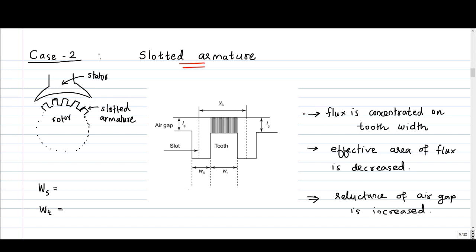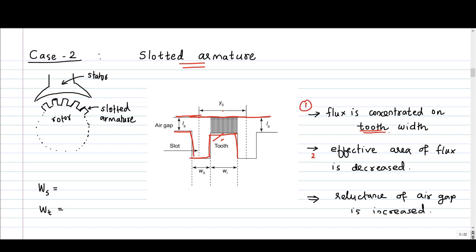So one observation is, you can see here this stator is shown to be a uniform iron surface. Stator is uniform iron surface, but in a rotor you have slots and a tooth. Okay, so rotor structure is non-uniform, so flux tries to concentrate on the iron part, so it will move from iron to iron, or it will concentrate on tooth region. Since this is the iron part, it will concentrate on the tooth width. So that is our first observation.